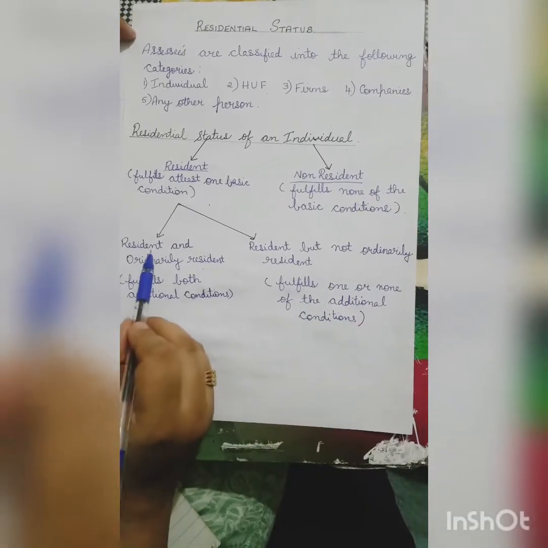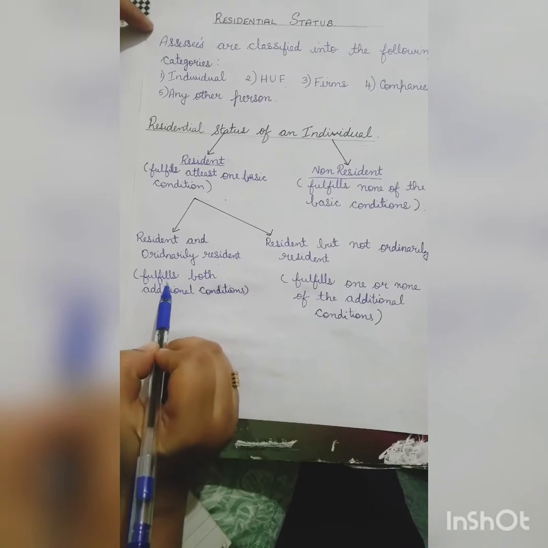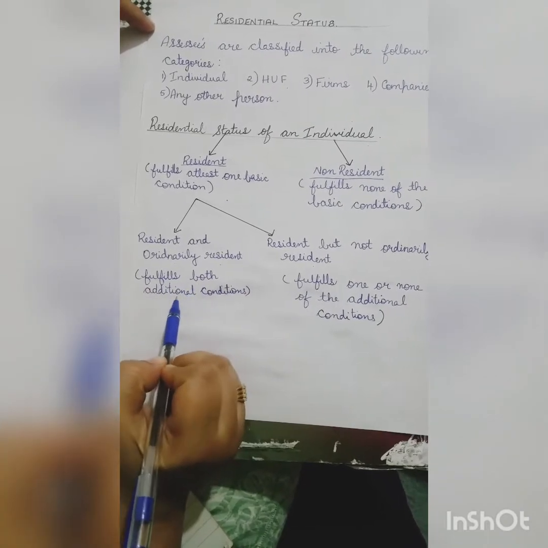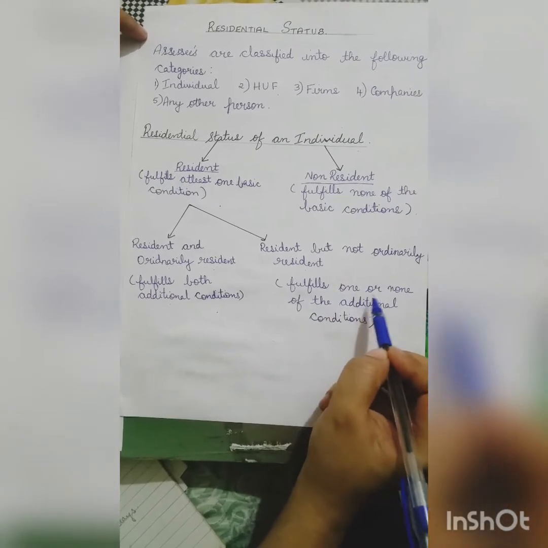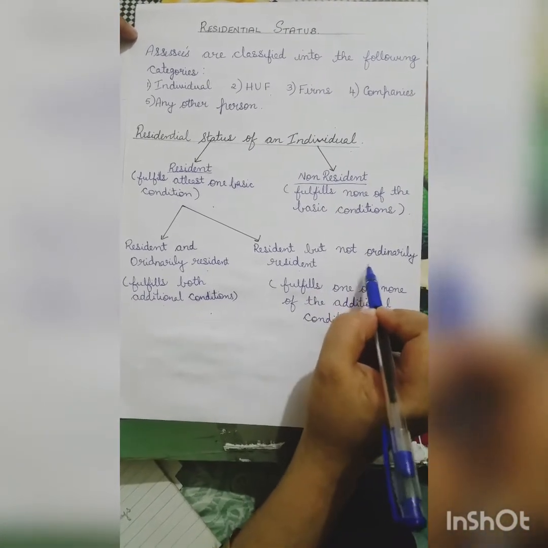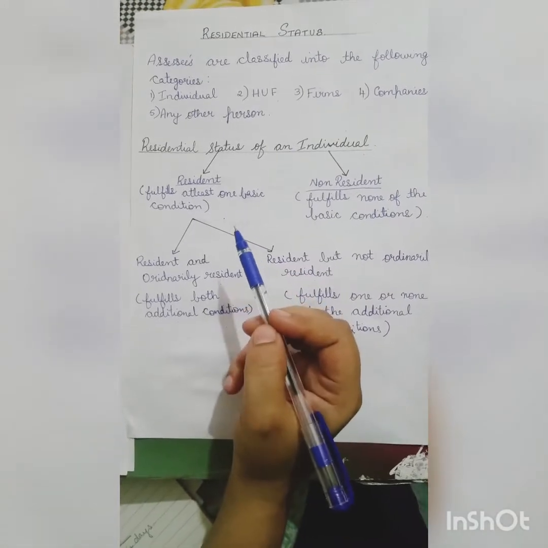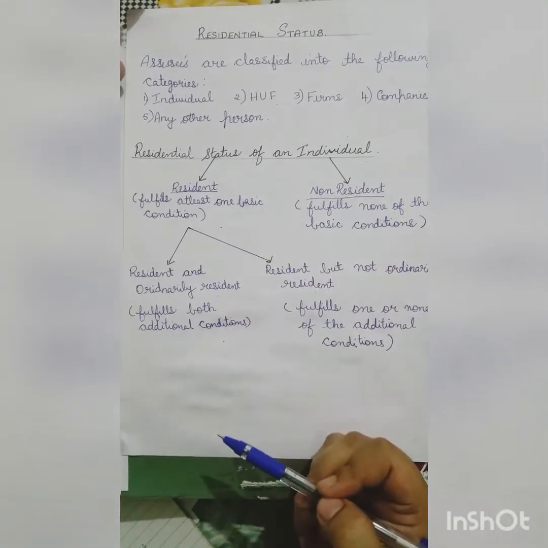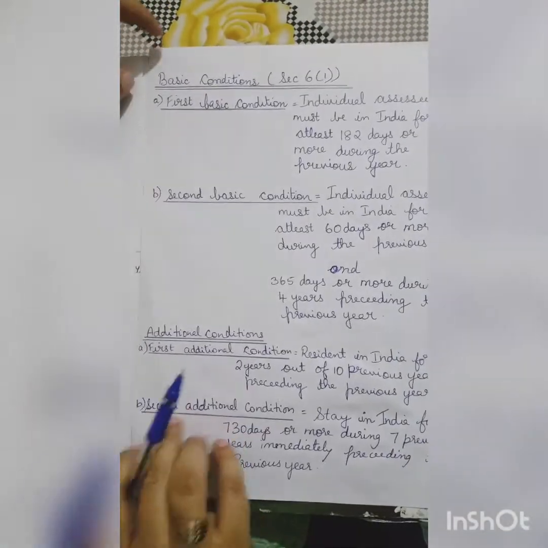Now again, to be a resident and ordinarily resident, he or she should fulfill both the additional conditions. Whereas if they fulfill one or none of the additional conditions, then they'll be called a resident and not ordinarily resident. So basically, to determine the residential status of an individual, we have certain basic conditions and additional conditions. Let's look into these basic and additional conditions.